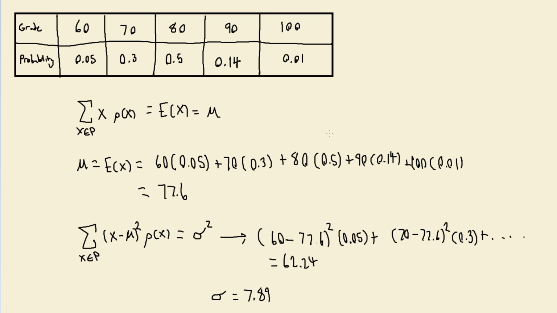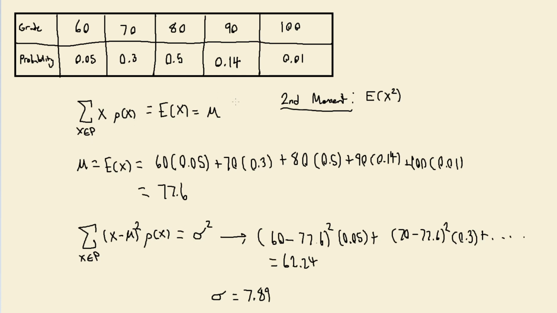Instead of the expected value of x, the second moment would be the expected value of x squared, which is computed in the exact same way as the expected value of x. It's going to be the sum, but instead of x here, we're doing x squared. That's exactly the same thing. If you want to compute the third moment, you would do x to the power of 3.